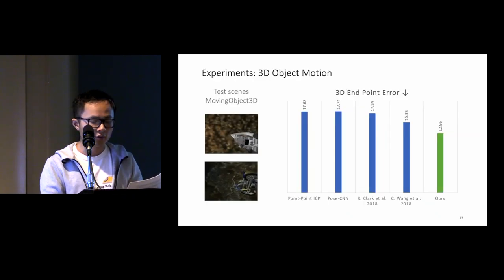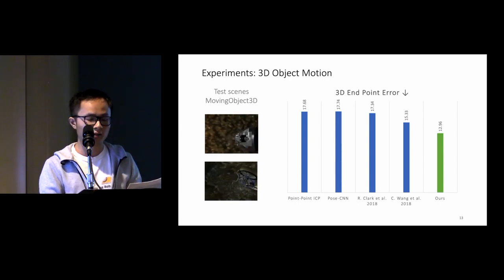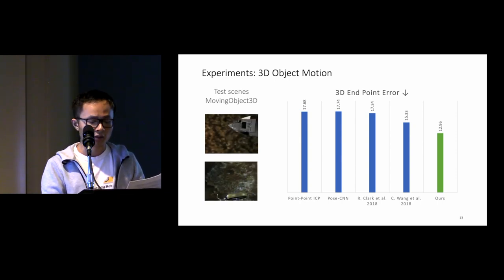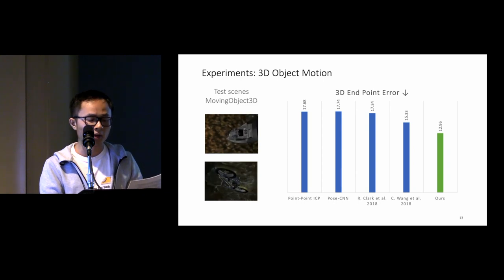We first evaluate our method on 3D object motion estimation using a synthetic dataset we rendered. On unseen objects with random motions, our method, highlighted in green, can achieve the lowest alignment error compared to baselines using either learning or non-learning.